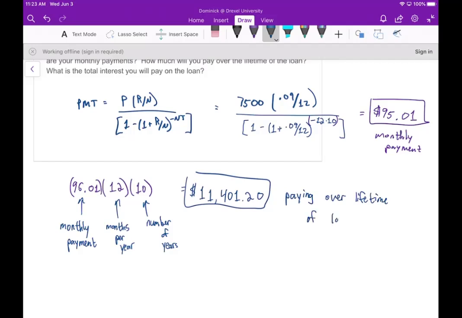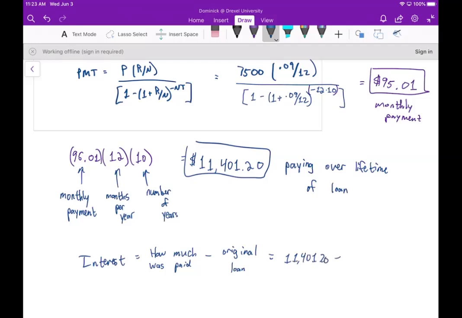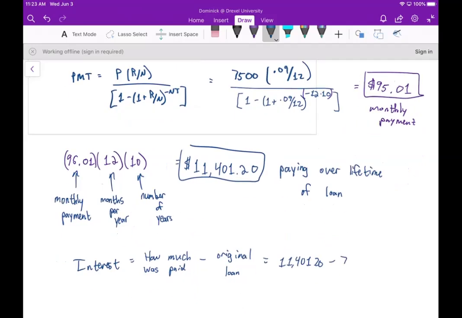Right, and of course the last part of this is, well, how much interest did you pay on the loan? Well, the interest is how much you paid minus the original loan. All right, so of course we paid $11,401.20 over the lifetime of the loan, and this was for a $7,500 loan.